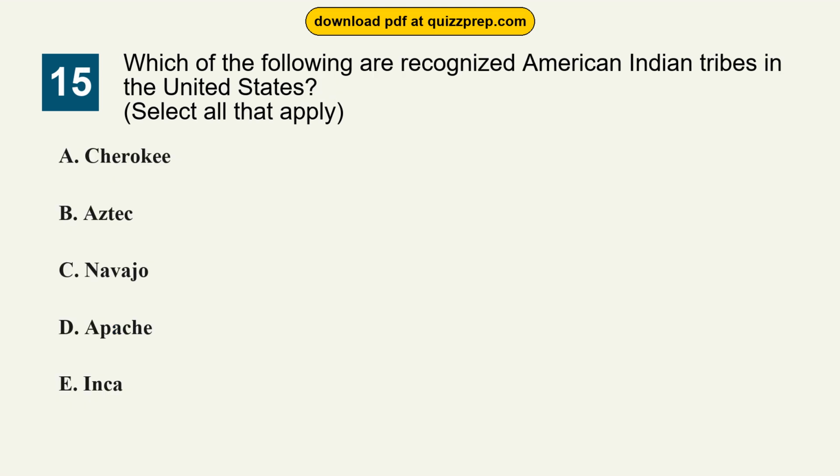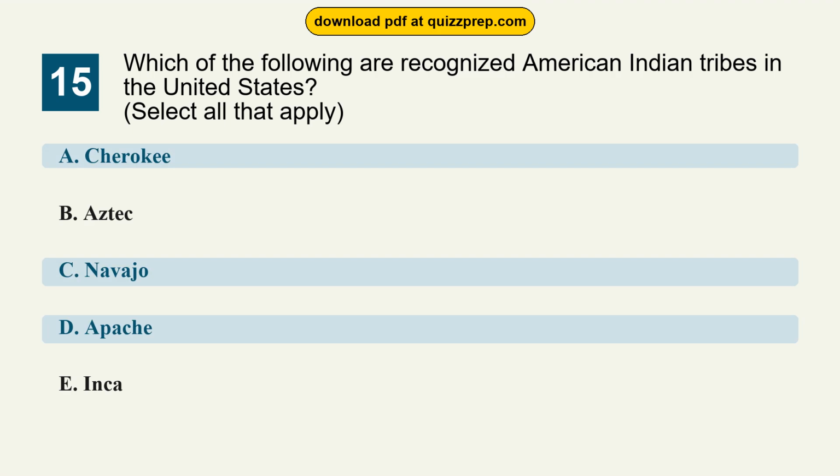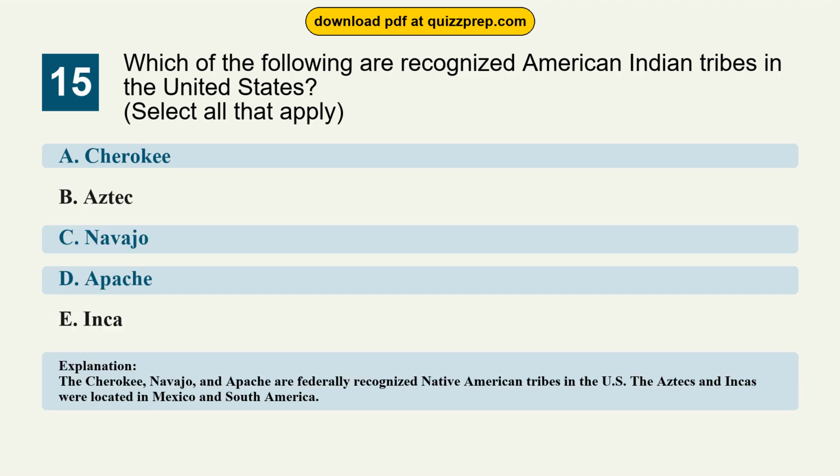Question 15. Which of the following are recognized American Indian tribes in the United States? Option A. Cherokee. Option B. Aztec. Option C. Navajo. Option D. Apache. Option E. Inca. The correct answers are options A and C and D. The Cherokee, Navajo, and Apache are federally recognized Native American tribes in the U.S. The Aztecs and Incas were located in Mexico and South America.